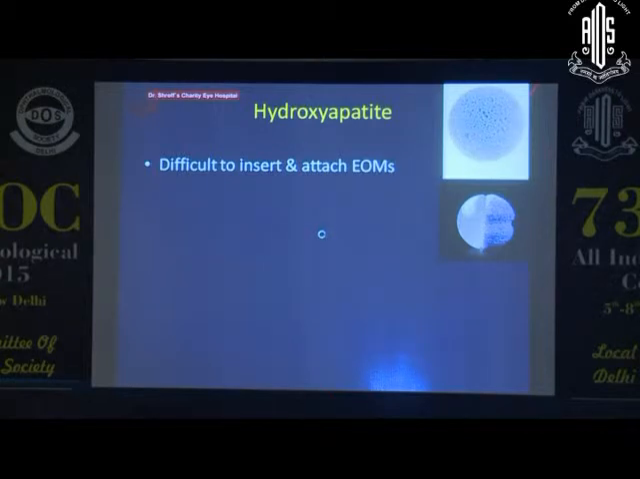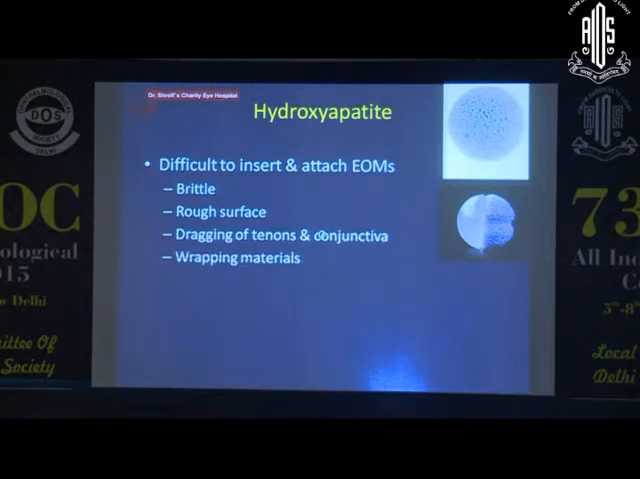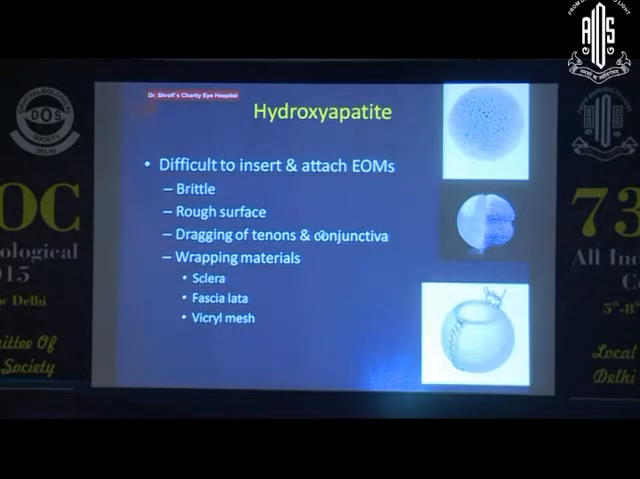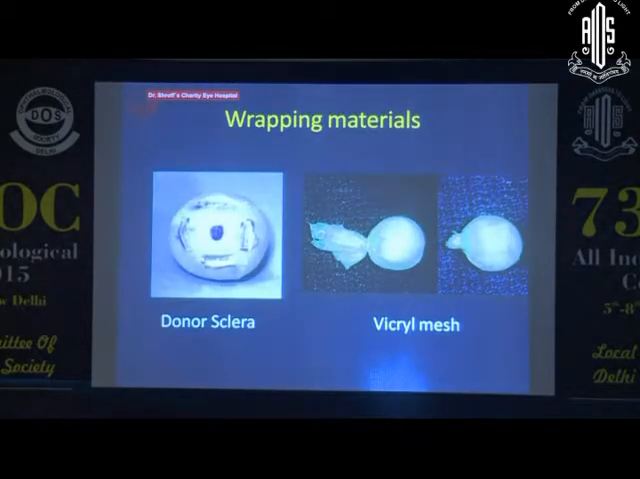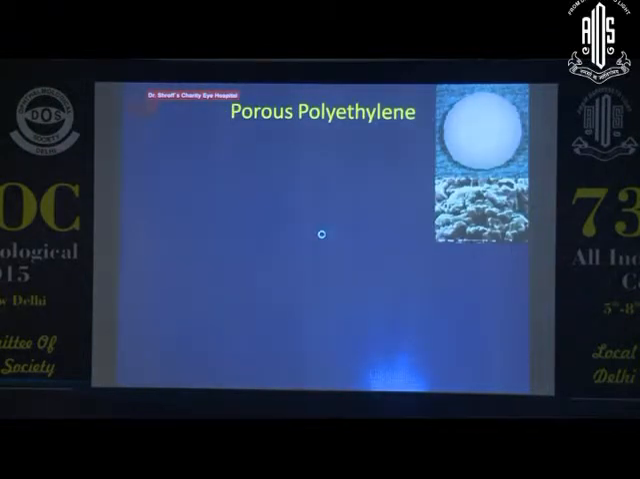Some coating material has been applied, which tends to get absorbed over a period of time, so the initial implantation becomes easier, and once it's absorbed, the blood vessels can go inside the implants. Most of the time, it requires some wrapping material. It has to be wrapped using either sclera, fascia lata, or any other synthetic material like Vicryl mesh, again to insert the extraocular muscles over the implant and also to reduce the tissue drag which happens with the hydroxyapatite implant. So these are some of the implants which have been wrapped.